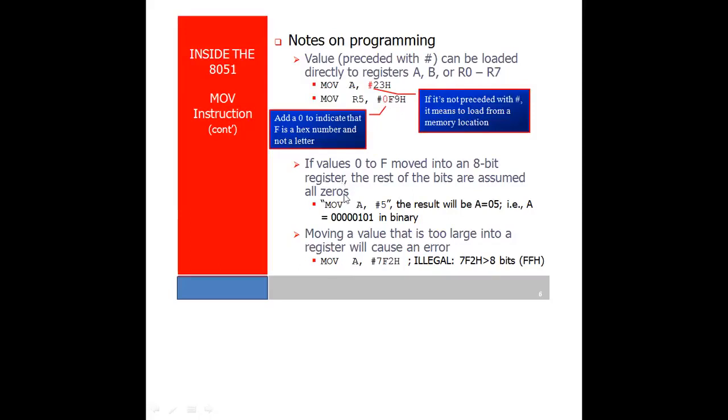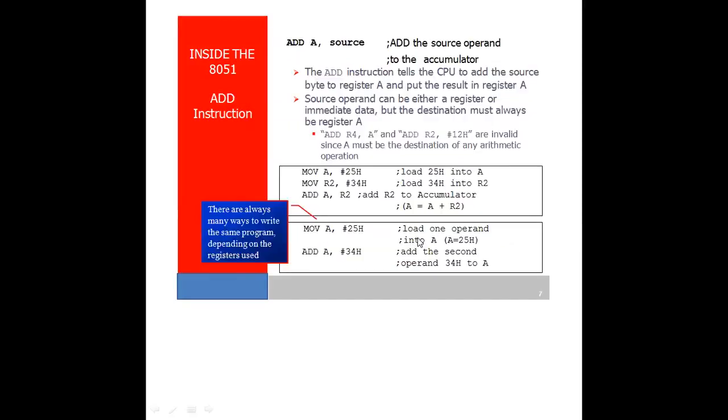Okay. Another format is MOV A, comma, hash 5. The result is that the accumulator will be loaded with the value 05. Whether I specify 05 or 5, it will be treated as 05. So it is one valid instruction. But see that this instruction is not valid: MOV A, comma, hash 7F2. The value 7F2 is greater than FF, which is the maximum value the accumulator can contain.